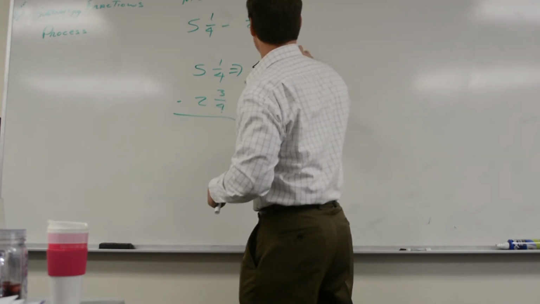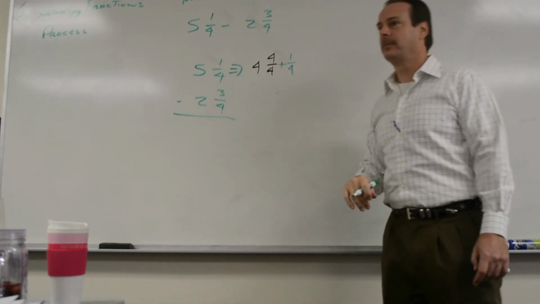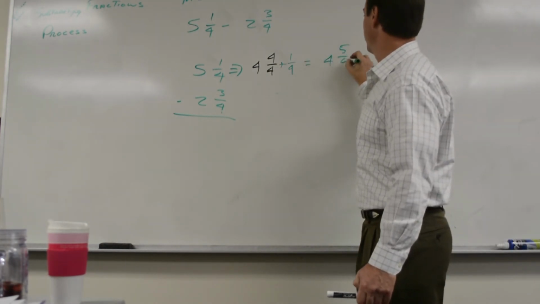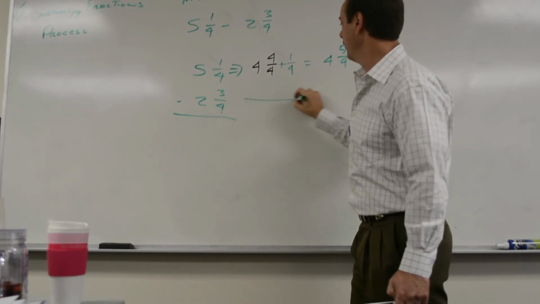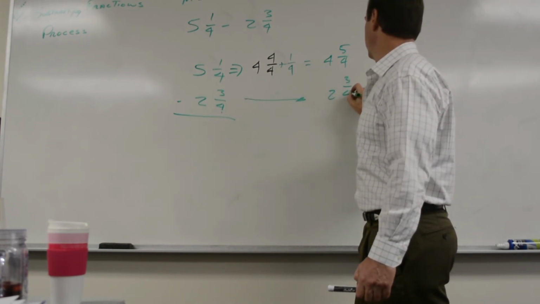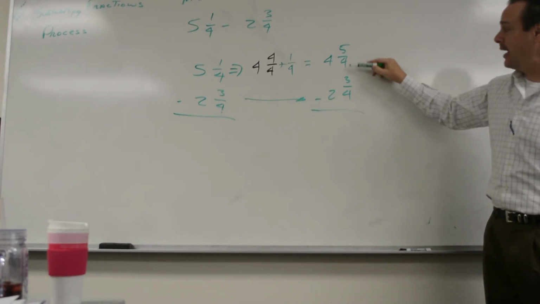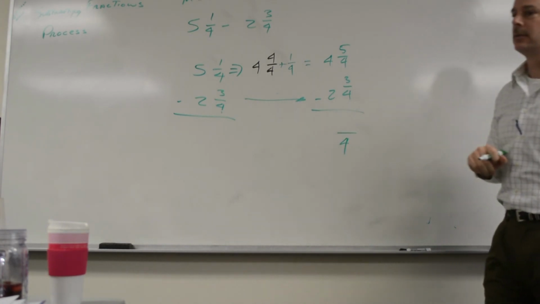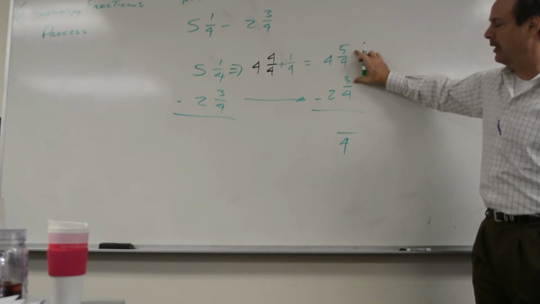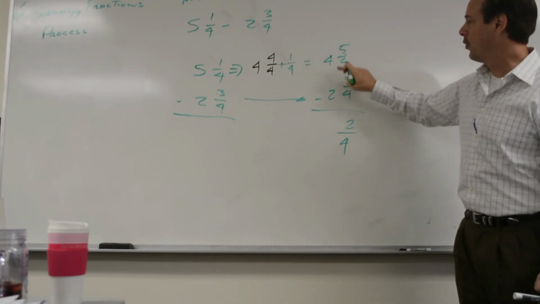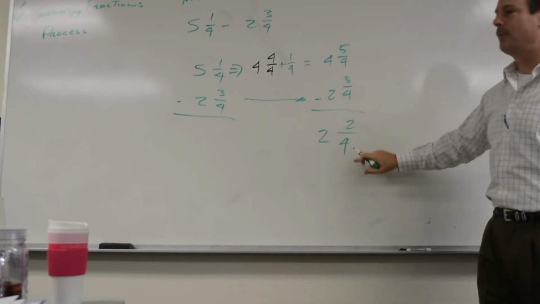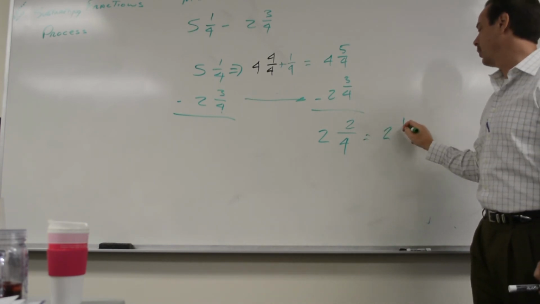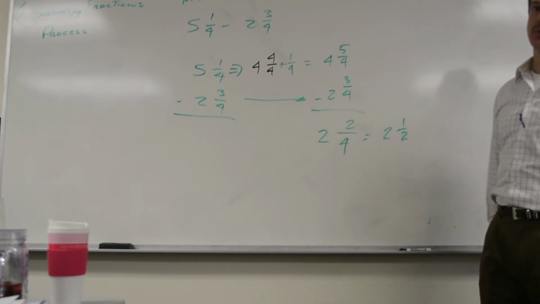Now we got to add the fractional portion. So this goes to 4 and 5/4, right? And we're going to subtract from that 2 and 3/4. Now we can take 3 from 5, right? Because we know our denominator is going to be in fourths. So 5 minus 3 is 2, and 5/4 minus 3/4 is 2/4, so we get 2 and 2/4. This is going to equal 2 and 1/2, because we divide both of these by 2 and get 1/2.